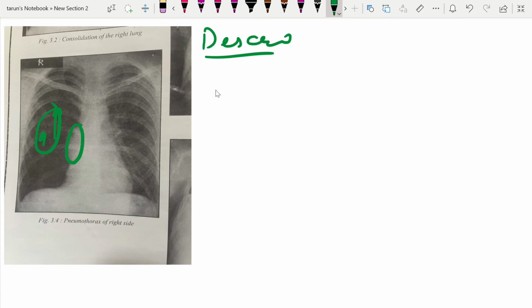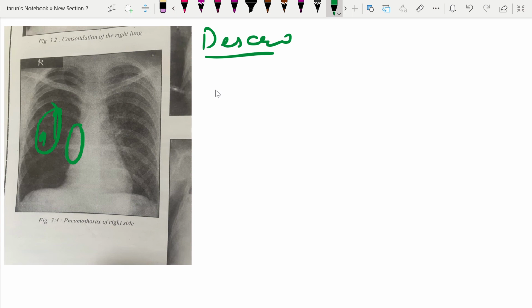Then they are not shifted because of the improper centering of the patient. Usually it shifts to the opposite side, here towards the left side, but because of the improper centering they are not shifted. The lung field is clear and normal. Other points are within normal limit.